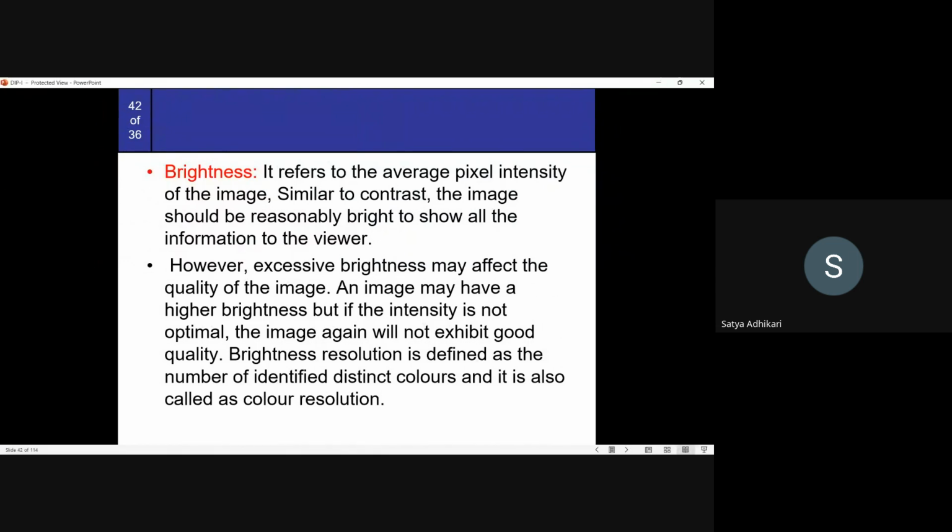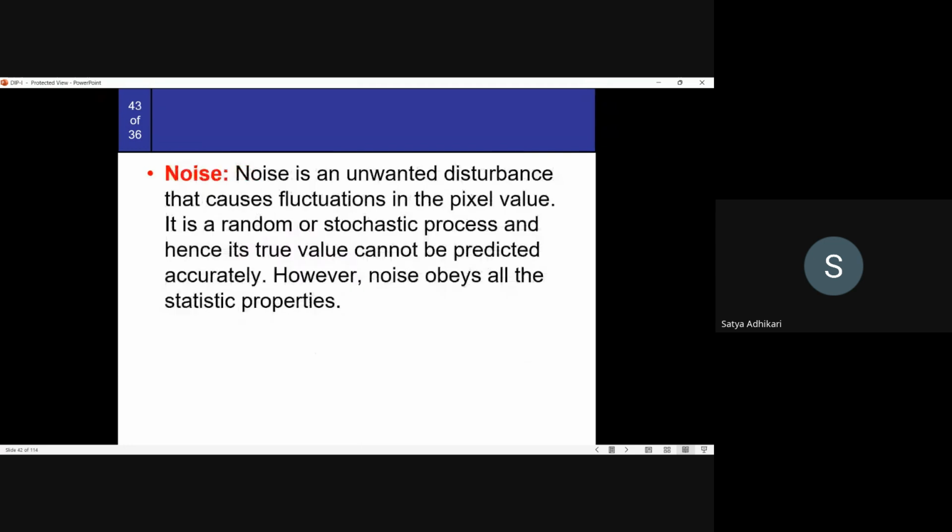As you know, brightness is another component. It refers to the average pixel intensity of the image. Similar to contrast, the image should be reasonably bright to show all the information to the viewer. Excessive brightness may affect the quality of the image. So the picture has a limited brightness. An image may have a higher brightness, but if the intensity is not optimal, the image will not exhibit good quality. Brightness resolution is defined as the number of identified distinct colors, and it is also called the color resolution. So it is another characteristic of an image.